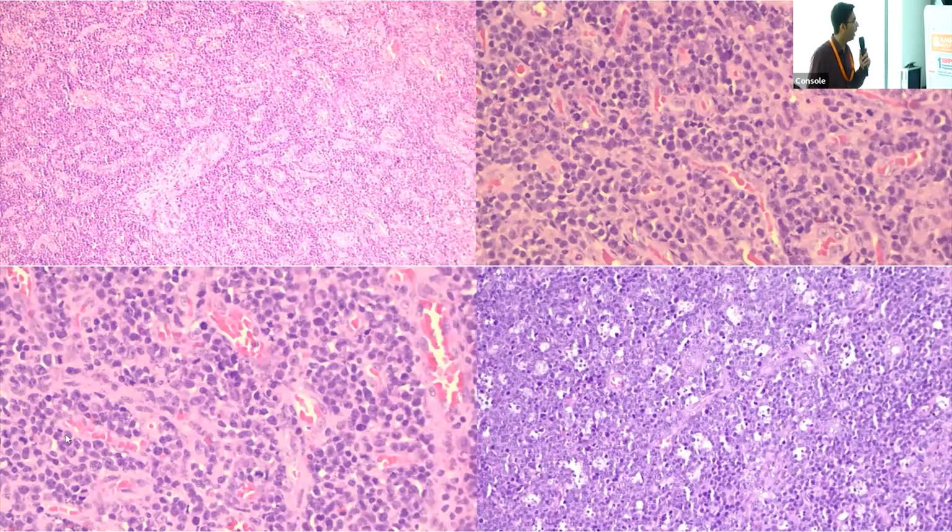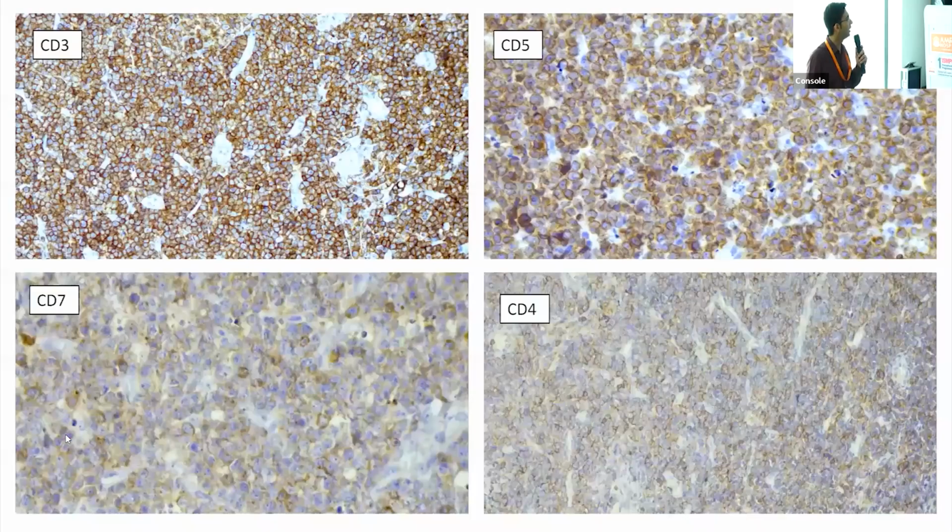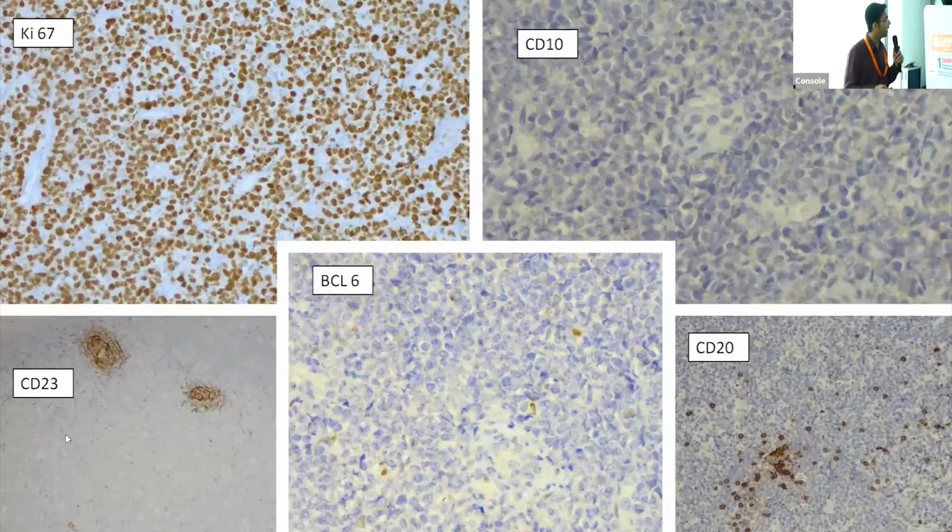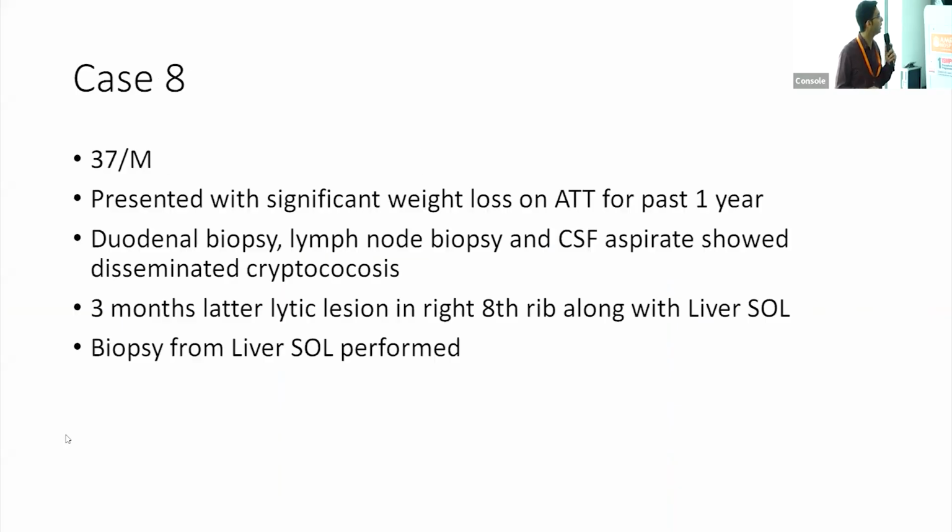So there are arborizing capillaries with large size cells surrounding these vessels, and the cells were diffusely and strongly positive for CD5 and CD3. CD4 was also positive, and CD7 was also positive. Ki67 was very high. It was negative for CD10 and BCL6. CD20 showed scattered positivity. So we labeled it as PTCL-NOS.